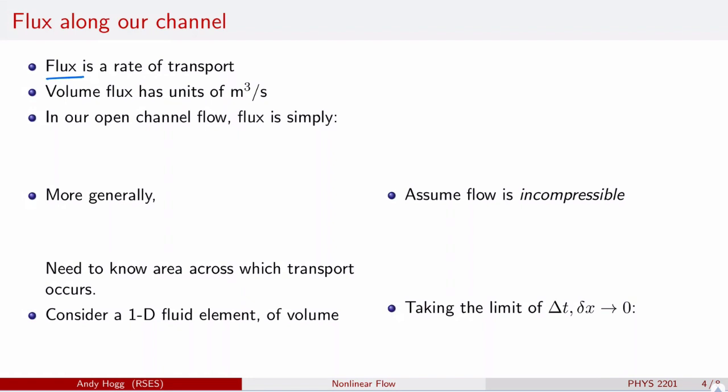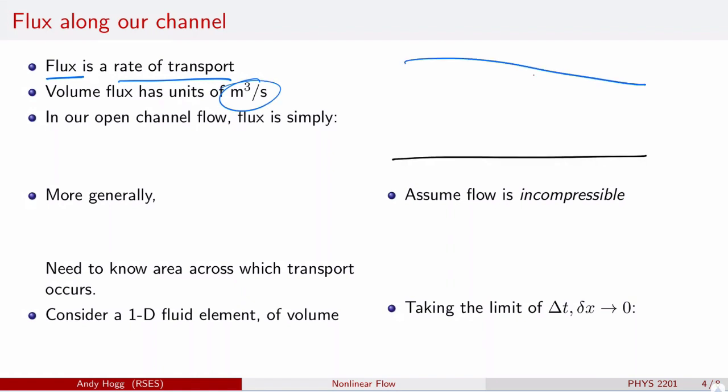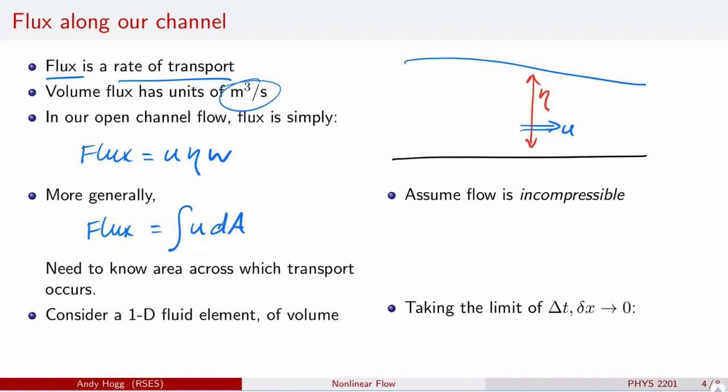Flux is effectively a rate of transport. Volume flux, which is the rate of transport of volume, has units of meters cubed per second, and in a simple flow like this channel flow, it's simply the velocity times the height, eta, times the width of the channel, which I'll just call W. More generally, we define volume flux as the integral of the velocity over a particular area. So when we define flux, we need to know the area across which this transport is occurring.